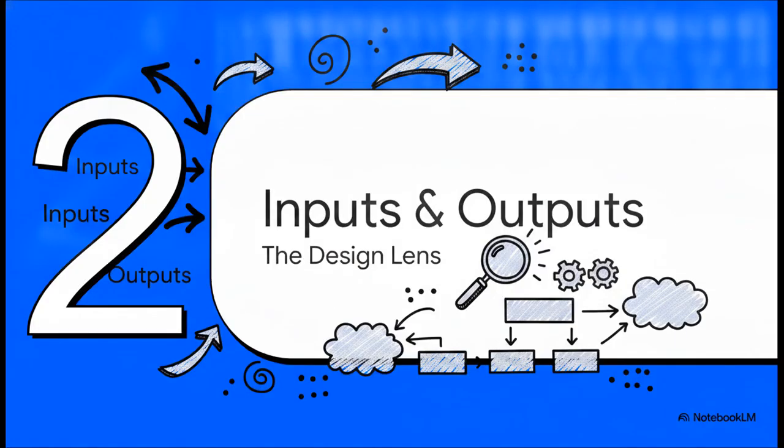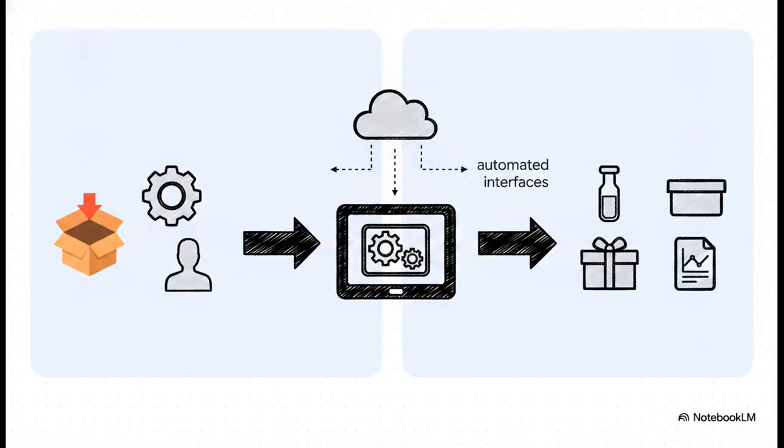Moving on to Section 2, inputs and outputs. This is our design lens. So, once you actually have a map of the process, you need to analyze each step by separating exactly what goes in from what comes out. It's like a giant puzzle.